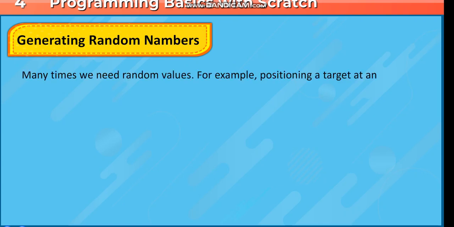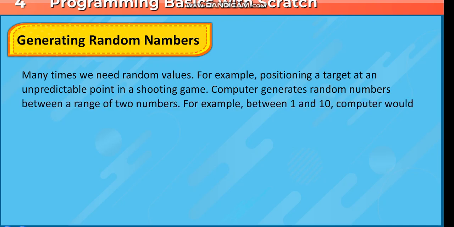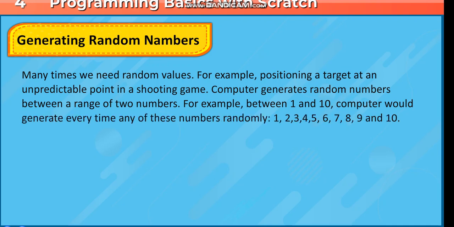Generating random numbers. Many times we need random values. For example, positioning a target at an unpredictable point in a shooting game. The computer generates random numbers between a range of two numbers. For example, between 1 and 10, the computer would generate every time any of these numbers randomly: 1, 2, 3, 4, 5, 6, 7, 8, 9, and 10.